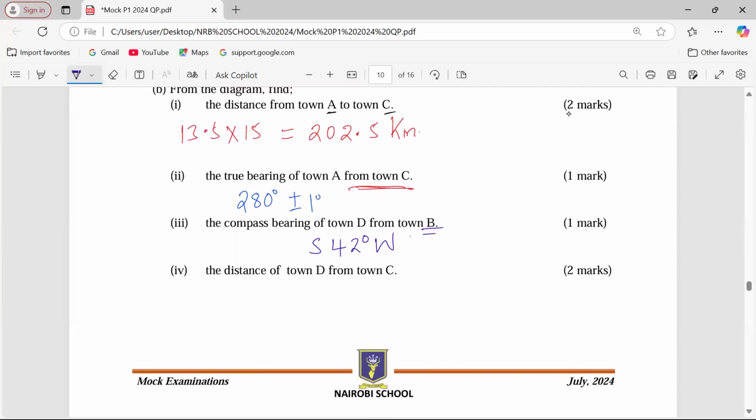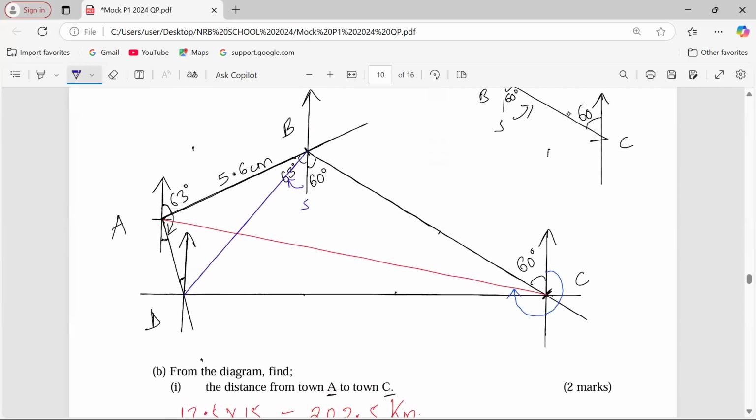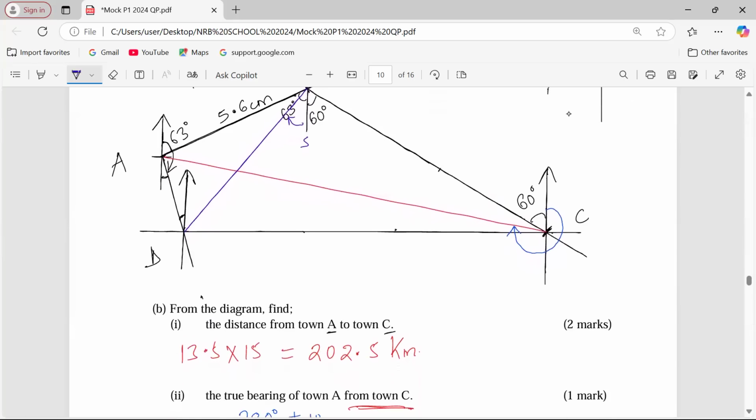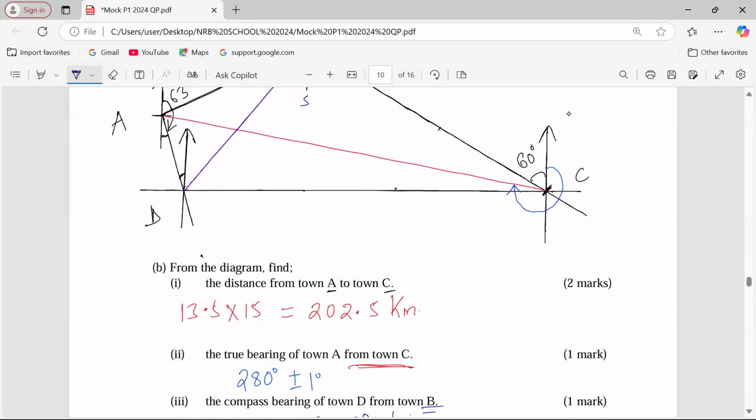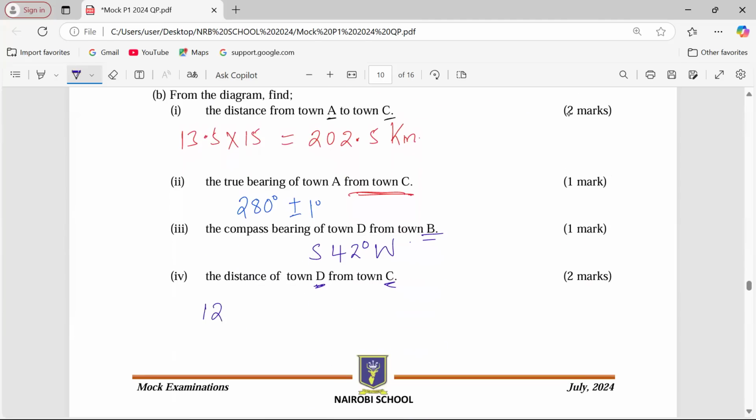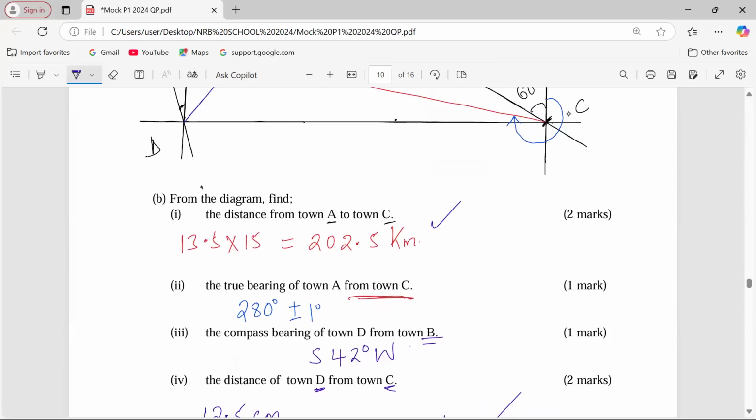Now, the distance of town D from C. D from C means we measure the length DC, which is 12.5 centimeters. Now, for us to get the actual distance, we multiply by the scale, and this gives us an actual distance of 187.5 kilometers.